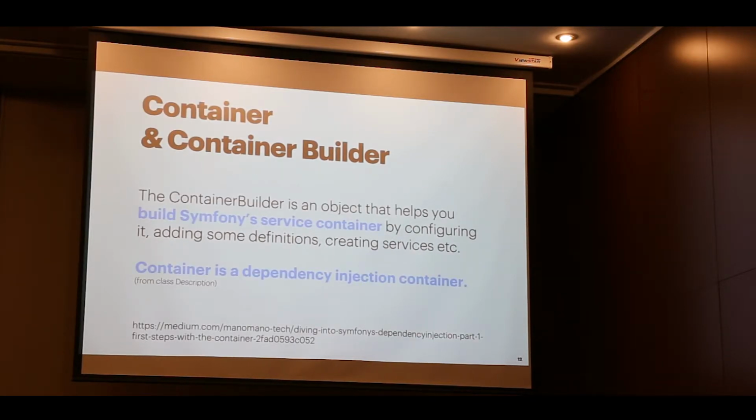After, you have two objects, container and container builder. The container builder is just an object that extends the container. It's like a helper. It's hard to build our services inside our application. That's why we need a custom API to do this. A container builder provides this API. As for the container class, it's simply the dependency injection container.